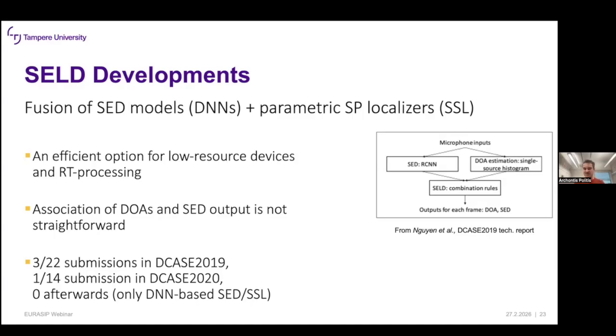So in terms of the challenge, in the first one in 2019, there were 3 submissions doing that. Then in 2020, there was 1 submission. And after that, essentially everybody had moved only to DNN-based, deep learning-based models for detection and localization.